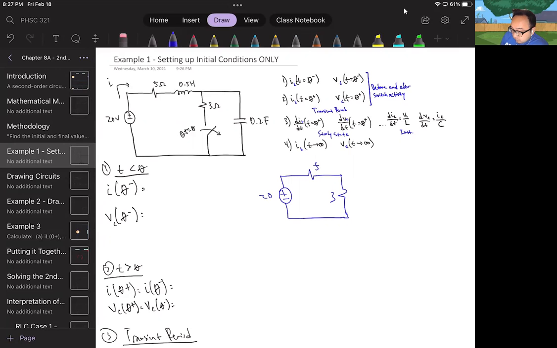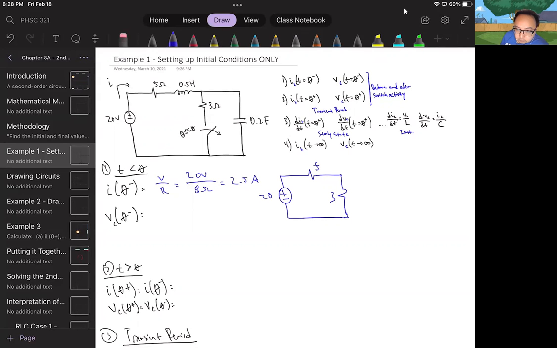So this is fairly easy to now tackle here. For the current of the circuit at time less than 0, we can essentially just use Ohm's law, V equals IR, but transformed. So the current is equal to V over R. That's 20 volts divided by the sum of the 2 resistors, which is 8 ohms. And that's going to give you 2.5 amps.